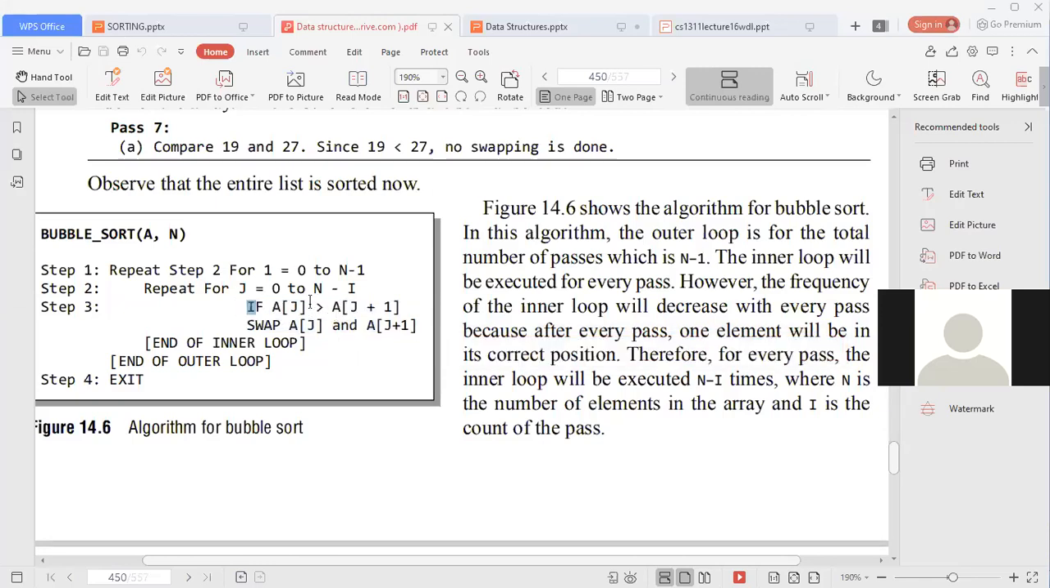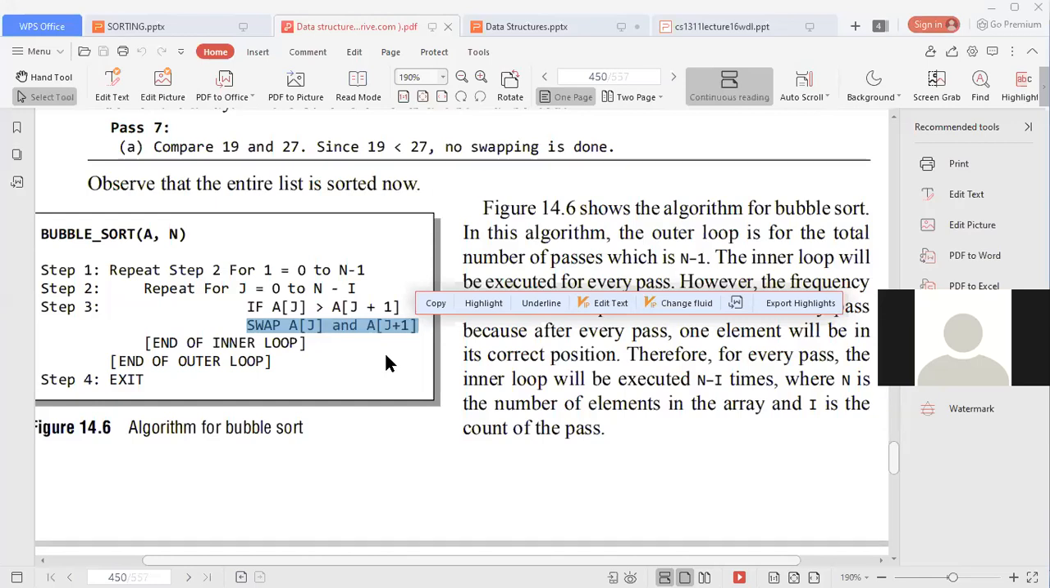Now we are going for a comparison. If a of j is greater than a of j plus 1, then swap a of j and a of j plus 1. Then a of k with a of k plus 1. That's the only difference: here they are taking the notation as a of j, and I took the notation as a of k. Okay, is it clear?